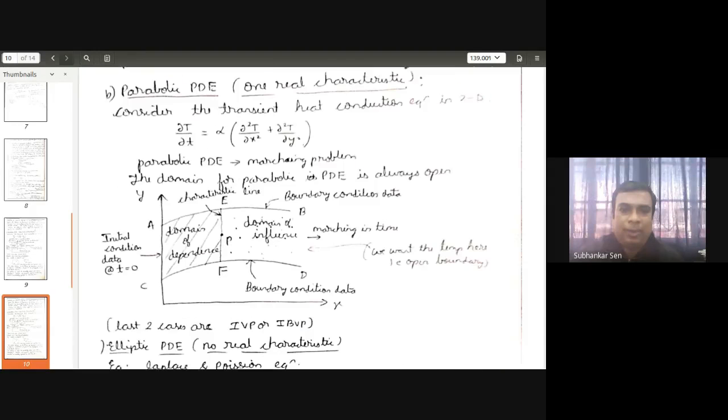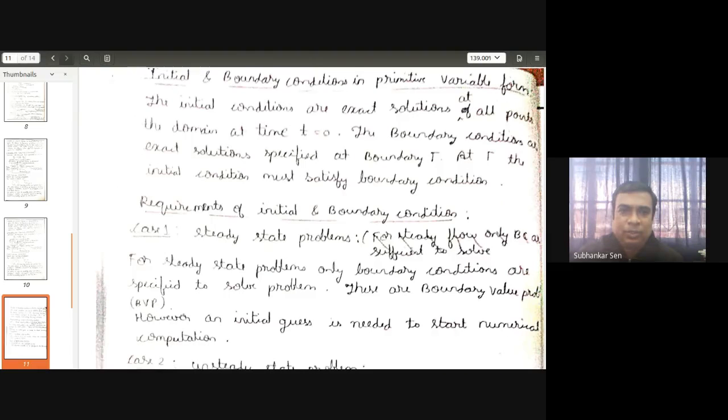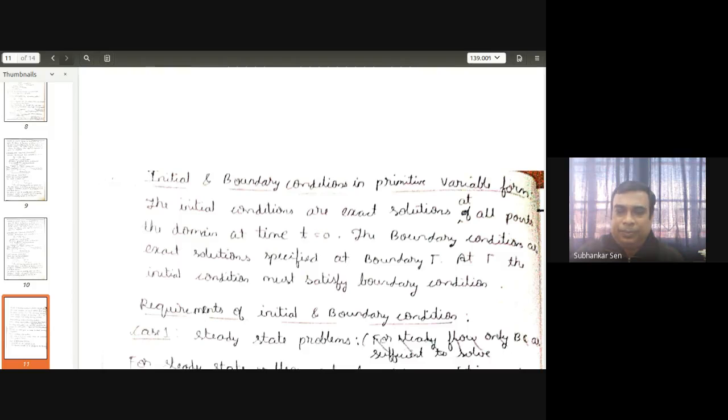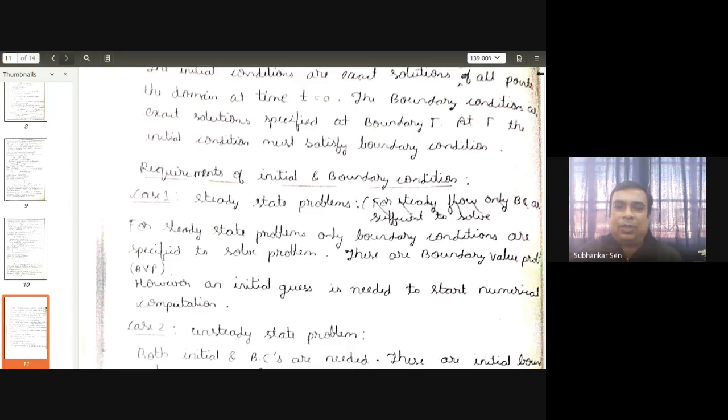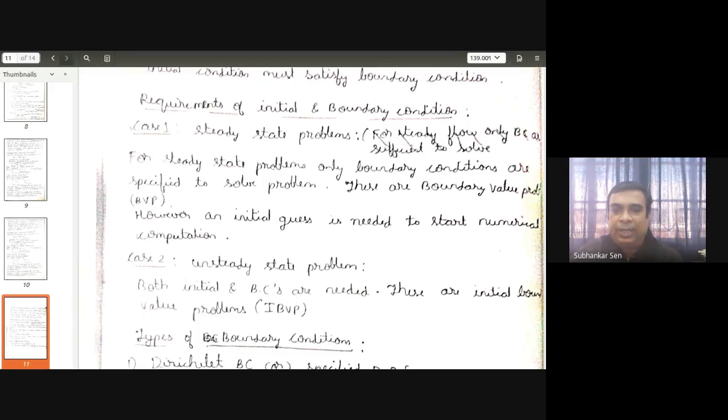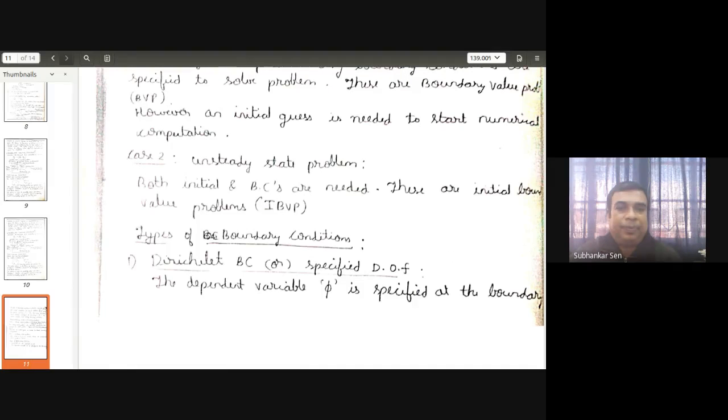Now let us move to the boundary conditions. For solving a CFD problem, we need the initial and boundary conditions. If it is a steady state problem, we don't need any initial condition, but we need the boundary conditions. But in a CFD problem, we always need an initial guess, whether it is a steady state problem or an unsteady state problem, it does not matter. We have to put an initial guess, otherwise your calculations will not start. But in an unsteady state problem, if it is of IBVP type, you need initial conditions also, boundary conditions also.